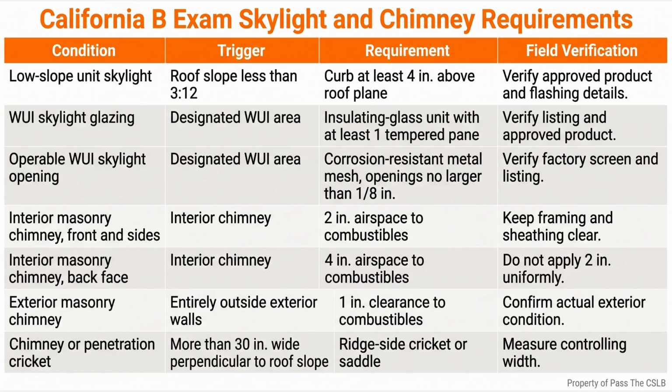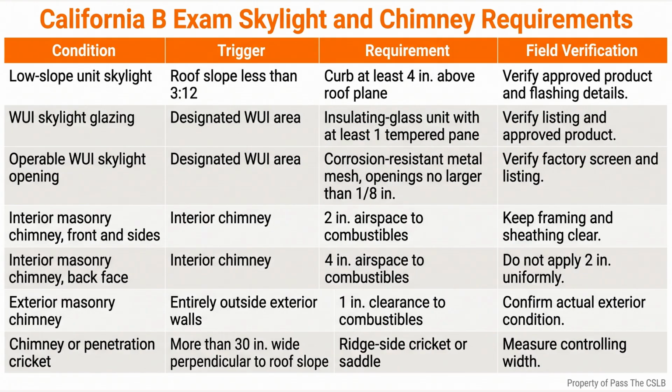I grouped the key skylight and chimney conditions into one reference table. The low-slope skylight row ties a roof slope flatter than 3 to 12 to a curb at least 4 inches above the roof plane. The chimney rows separate combustible clearances from the water diversion rule. The Wildland-Urban Interface row reminds me that the glazing specification changes in designated areas.